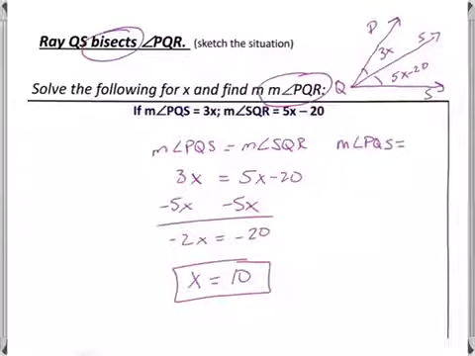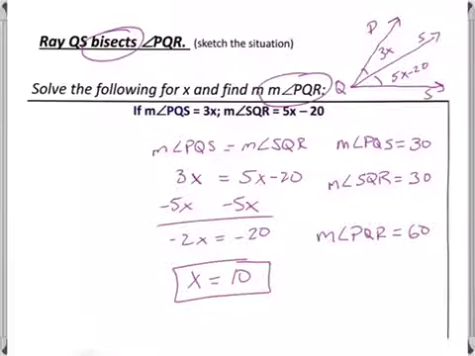PQS is 3 times 10, which is 30. And the measure of angle SQR is 5 times 10, which is 50, minus 20, which is 30 as well. So that means the measure of angle PQR equals 60.